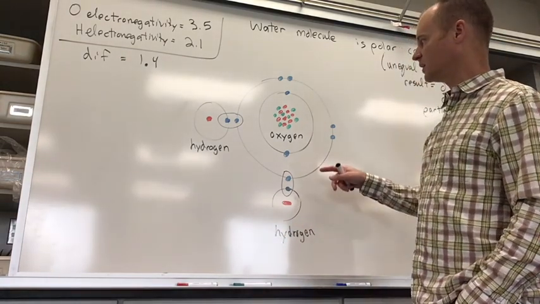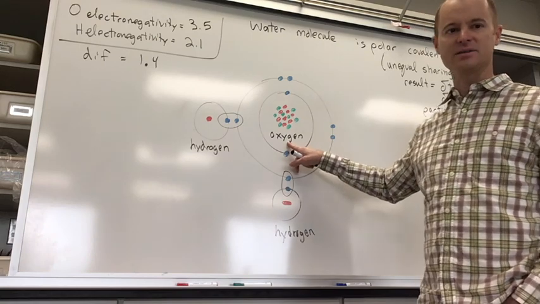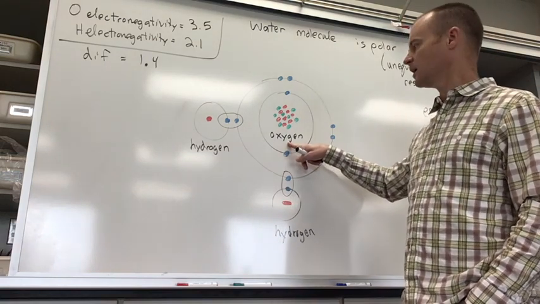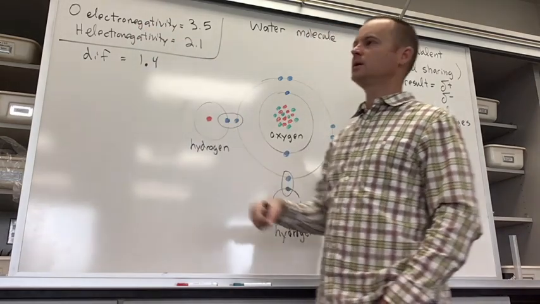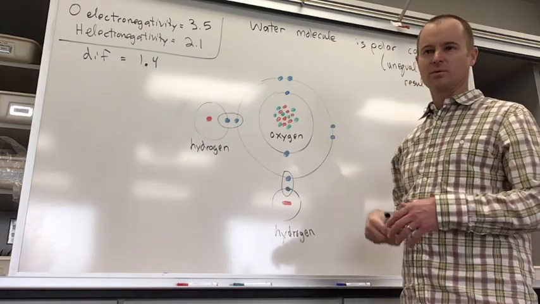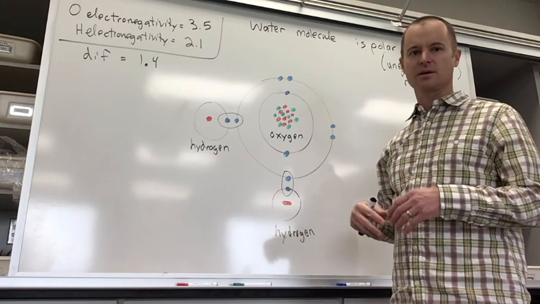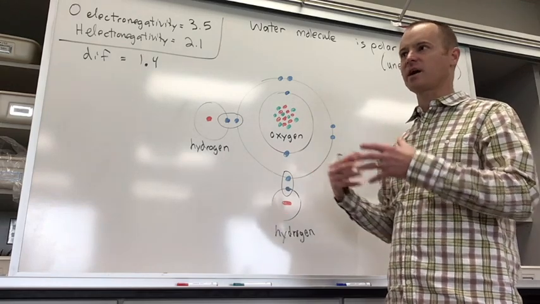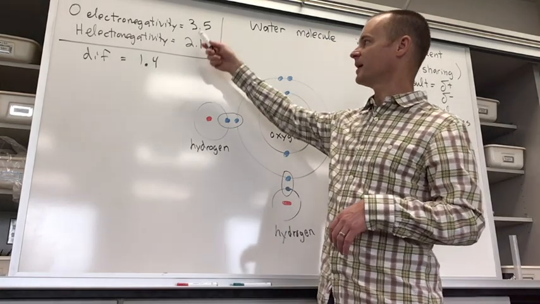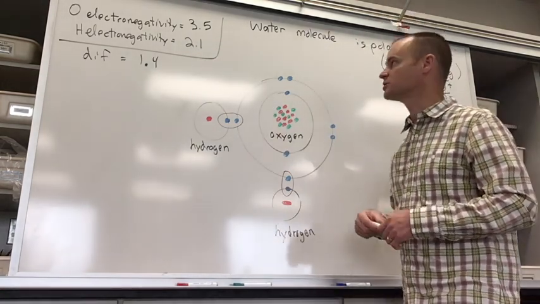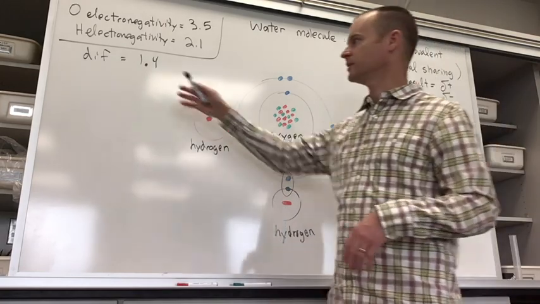Now, how stable is it, and how equal is the sharing? Okay. Well, oxygen has what's called an electronegativity of 3.5. That just is a relative number when we compare atoms to each other. How strong is the attraction for electrons? How much does it want electrons? And it's got a higher number than H, or hydrogen. Hydrogen is 2.1. Well, the difference is 1.4.